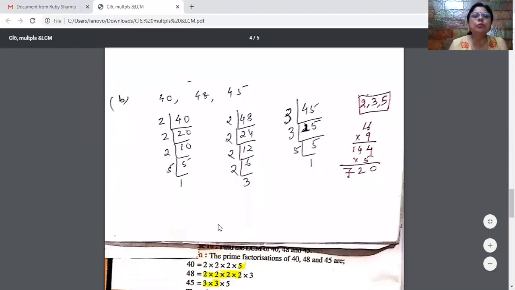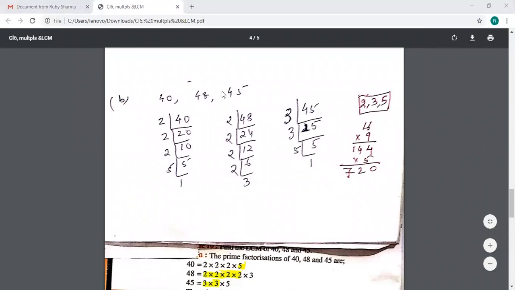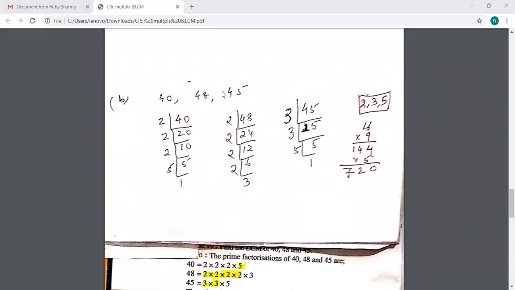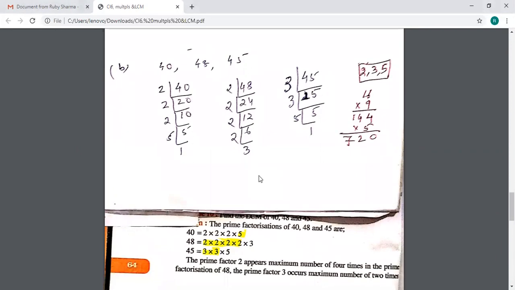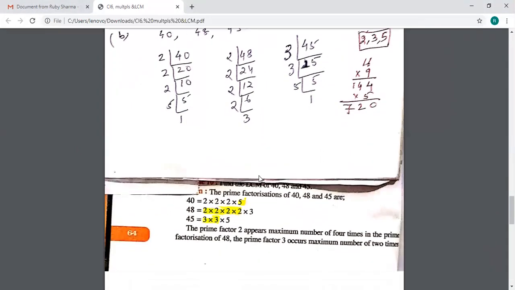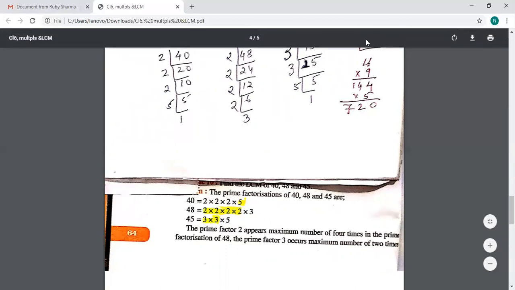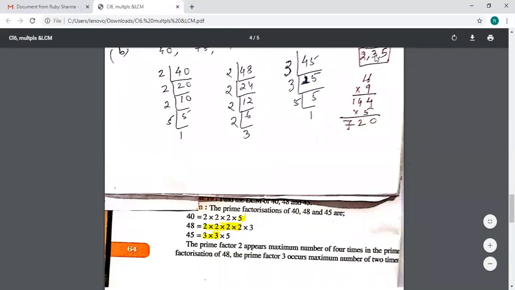40, 48 and 45. Okay. Now these are 3 numbers. I've done the prime factorization also, which you have already learned. Now see, the prime factorizations of 40, 48 and 45, you write it like this. Then what are you supposed to do? You write what prime factors are involved here. Here also it's 2, 3 and 5. So 2, 3 and 5 is written here.